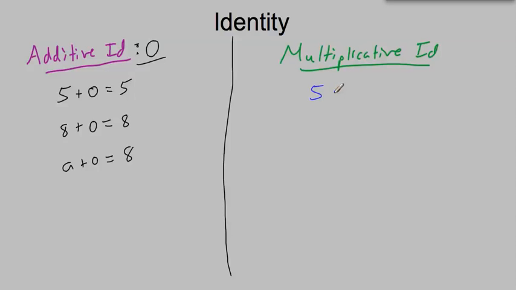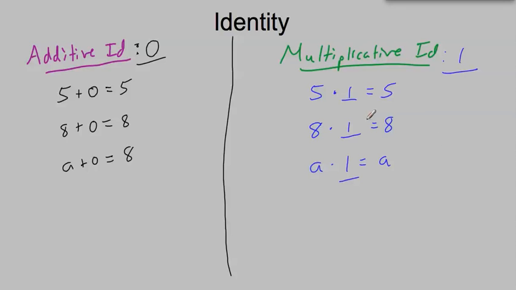5 times something equals 5. What do I multiply by 5 to show it itself? I multiply it by 1. Well, what do I multiply 8 by to show it 8? 8 times what? Again, it's 1. And it turns out that the multiplicative identity is the number 1. I can multiply any number a by 1, and it will show itself, a, again. So the multiplicative identity is 1.